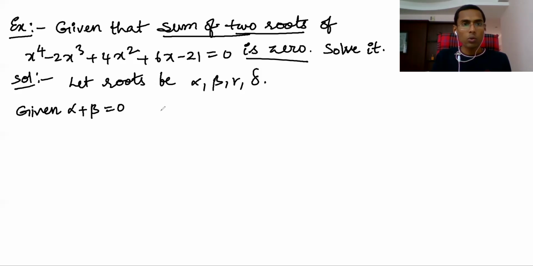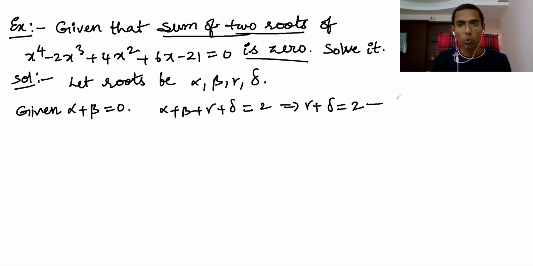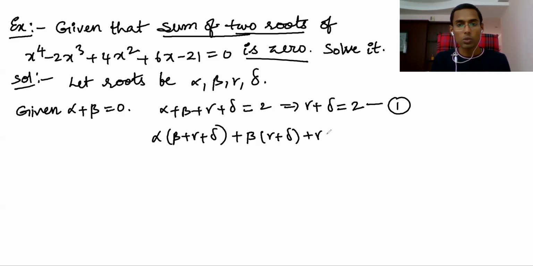Given this, we know alpha plus beta plus gamma plus delta, the sum of the roots, is 2. So gamma plus delta is 2. Then the sum of the roots taken 2 at a time, I already told you, you can write as alpha into beta plus gamma plus delta, plus beta into gamma plus delta, plus gamma into delta. That is 4.